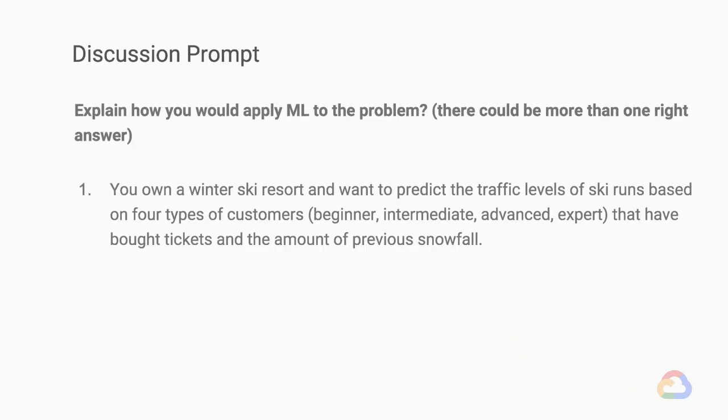Explain how you would apply ML to the problem. There could be more than one right answer. You own a winter ski resort and want to predict the traffic levels of ski runs based on 4 types of customers: beginner, intermediate, advanced, and expert, that have bought tickets and the amount of previous snowfall. Take a moment to write an answer now.